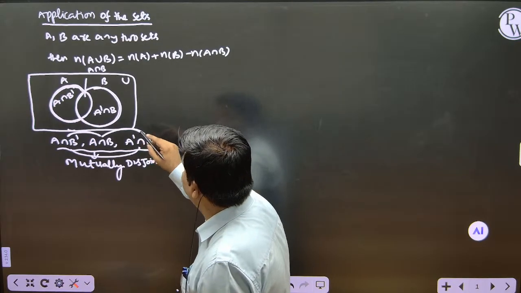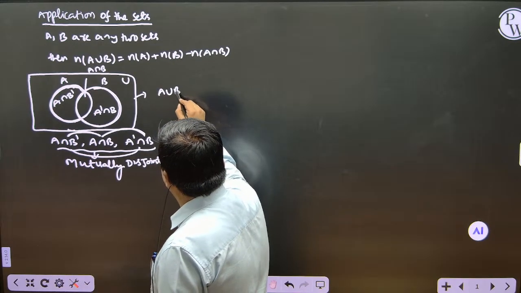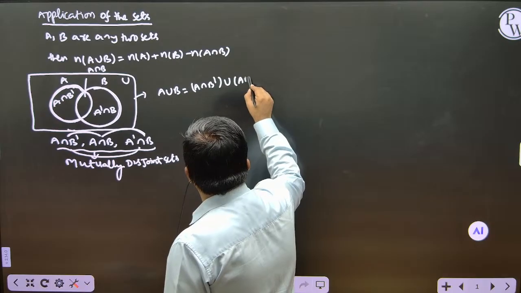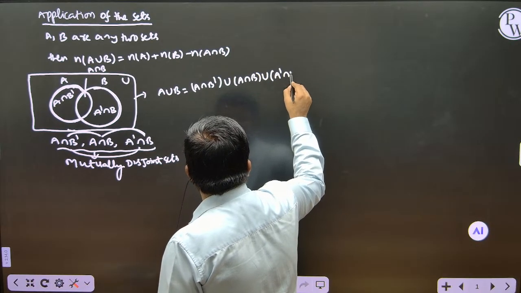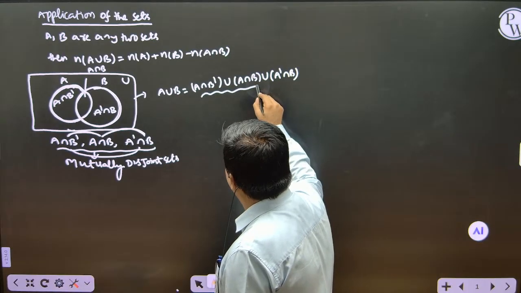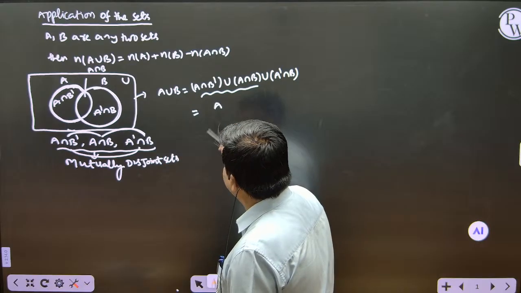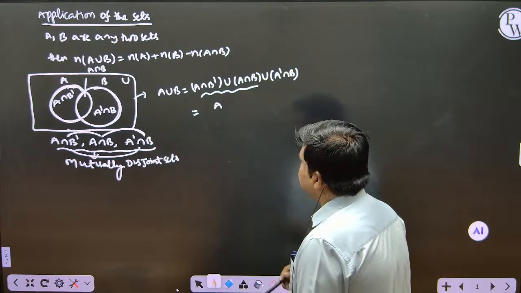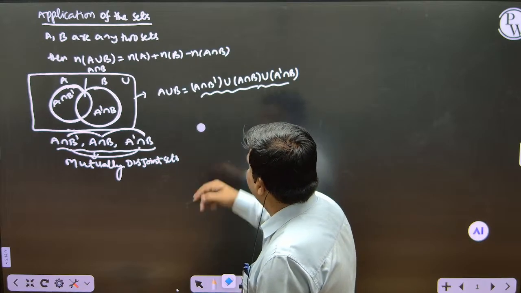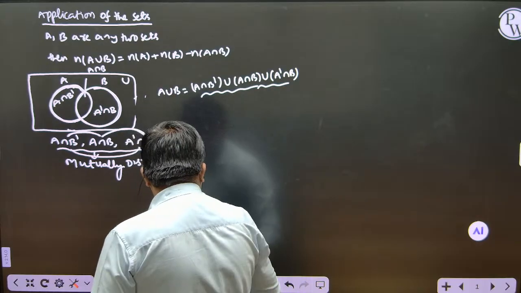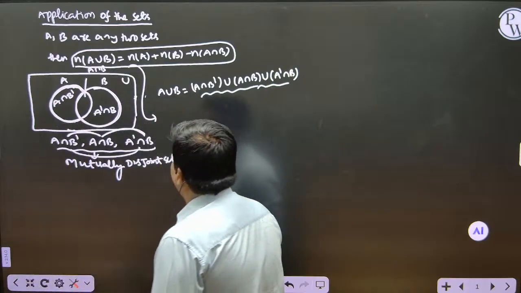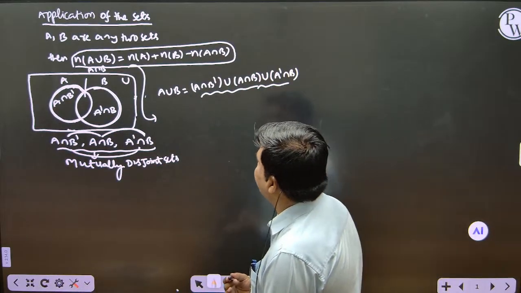But what we observe from here is that A union B is the union of A intersection B complement, A intersection B, and A complement intersection B. Also, A intersection B complement union A intersection B gives set A. So from this you clearly observe that this is the general formula for finding the number of elements in A union B: n of A plus n of B minus n of A intersection B.